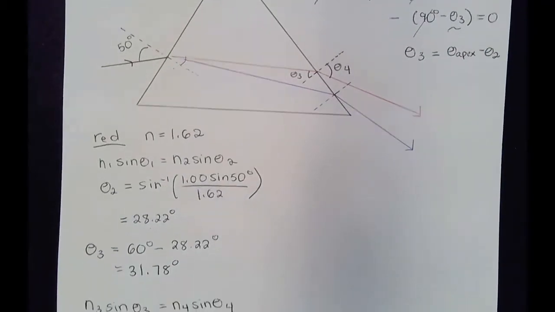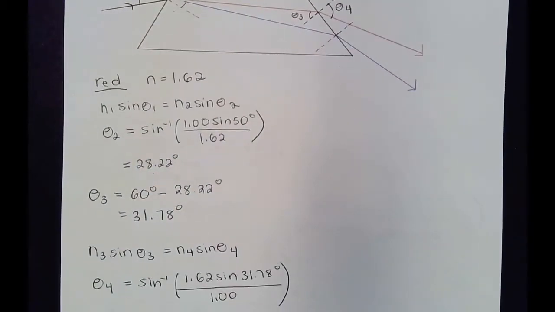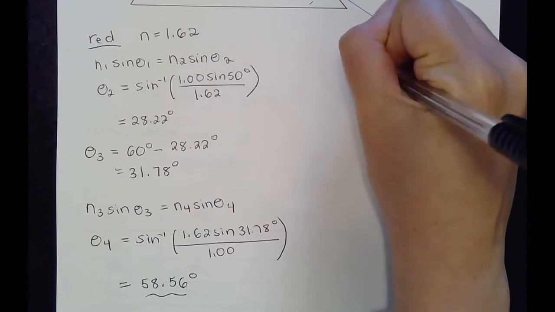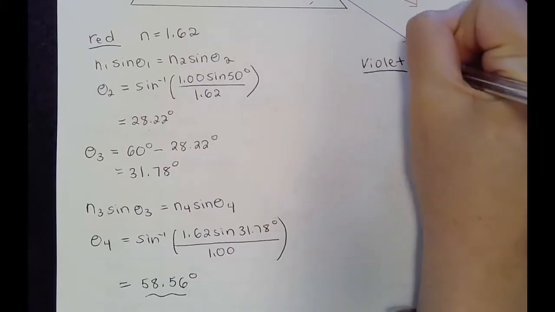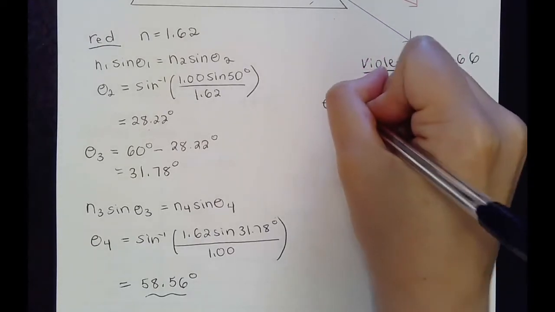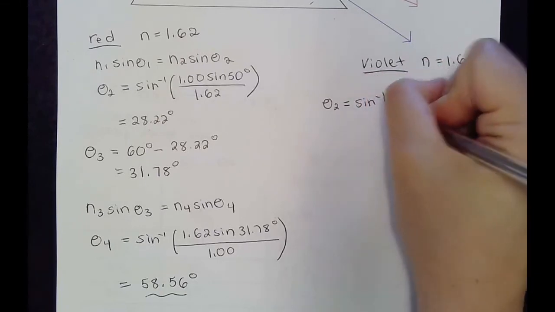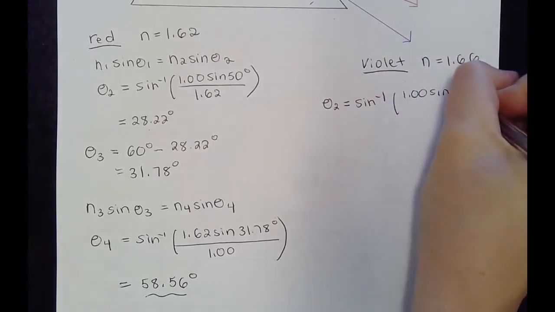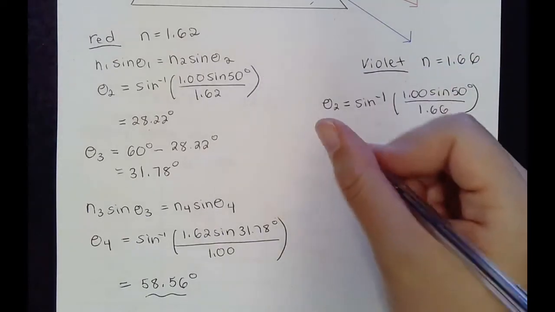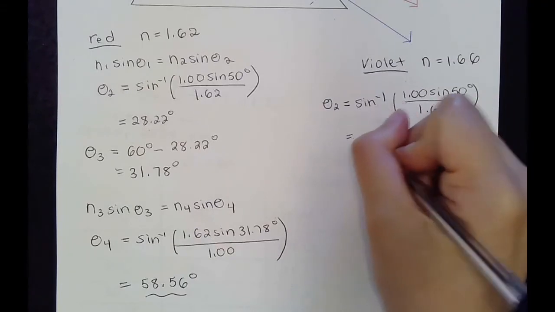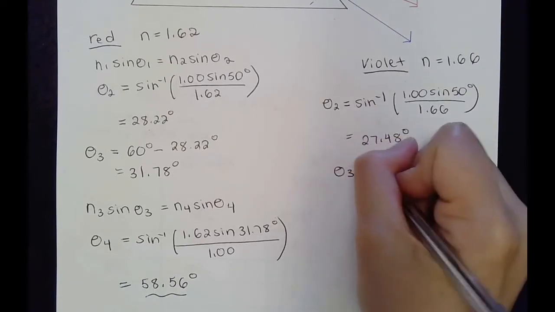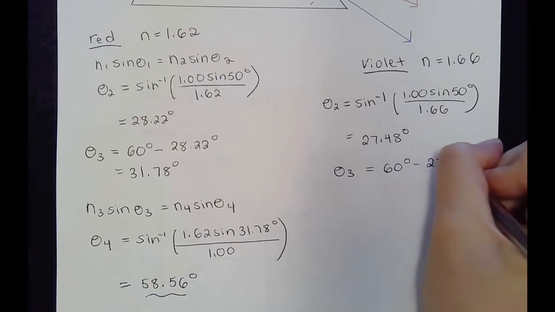Okay, so I'm going to just repeat this for violet light. So I've left space beside because we essentially want to do all of the same steps again. So let's do violet light over here. For violet, we have 1.66. So first, finding theta 2 inside the prism, that will be sine inverse 1 sine 50 over 1.66. Same step as here, which gives me 27.48. Okay, and then we want to find theta 3 for violet, which will be 60 minus 27.48.